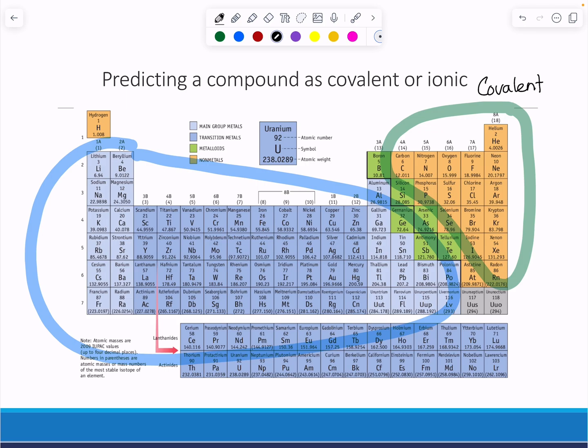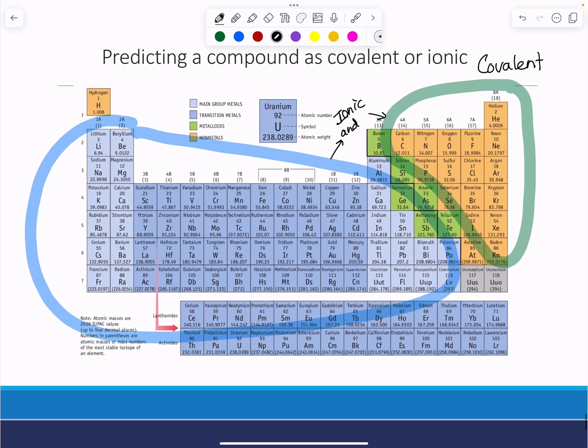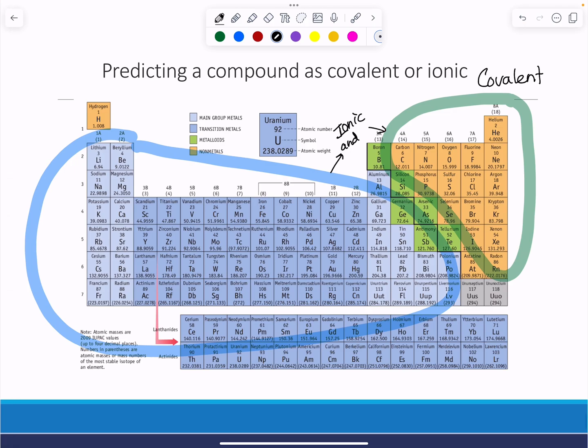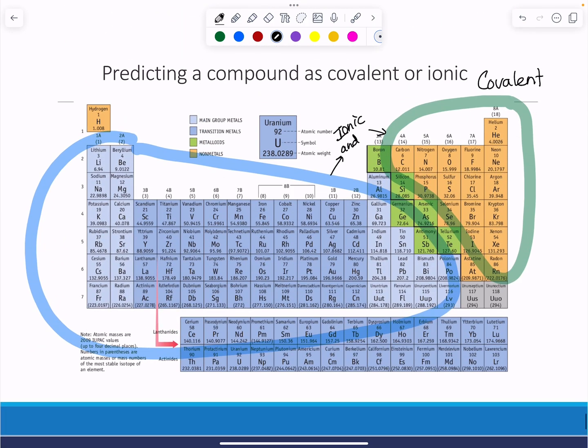Or do I have something from this side plus something from that side? Okay, so this is going to be ionic, okay? And so that's how you're going to be able to tell whether you have a covalent or an ionic compound. And that is it for chapter 5. So we made it through.